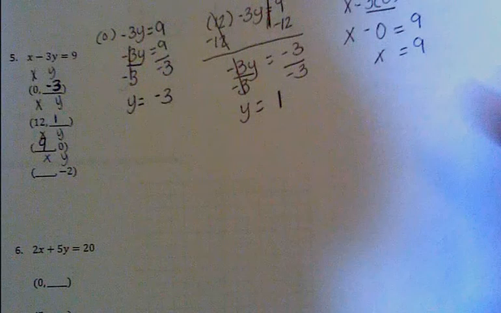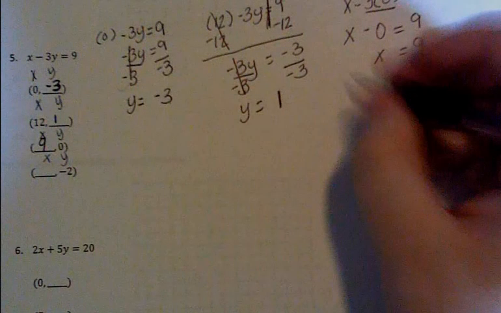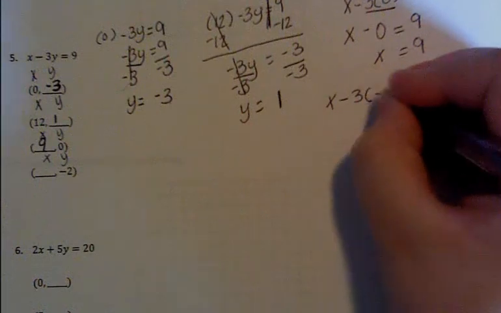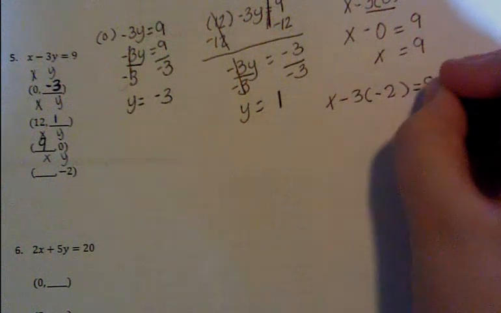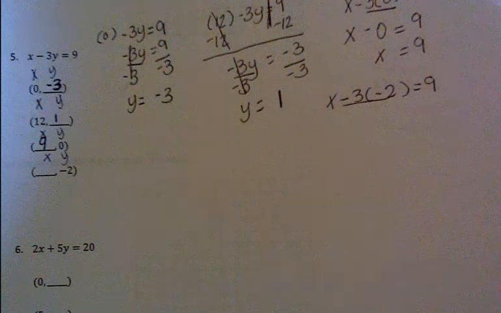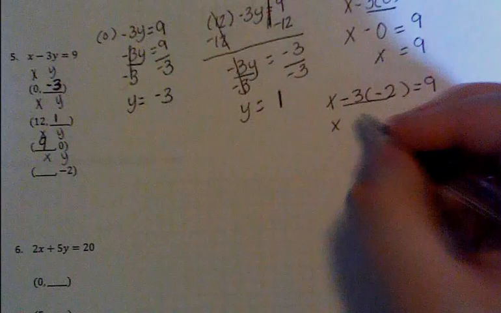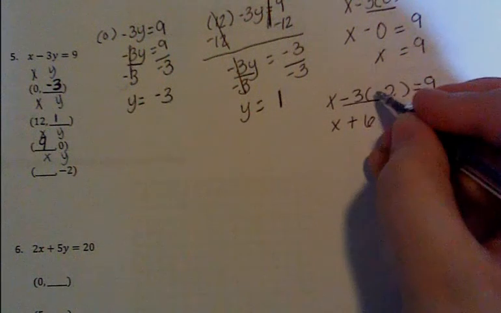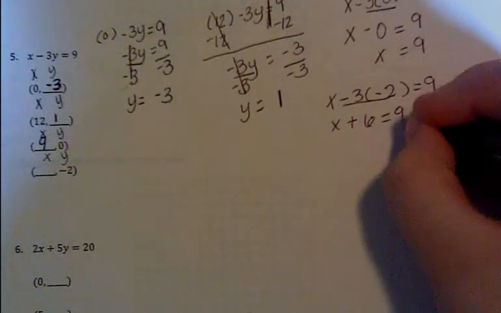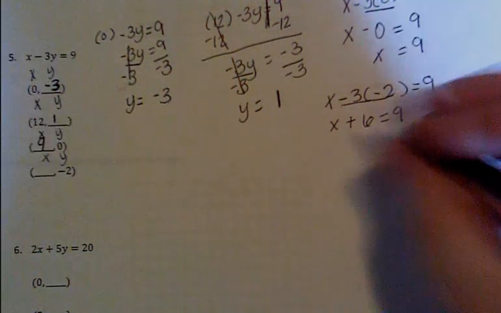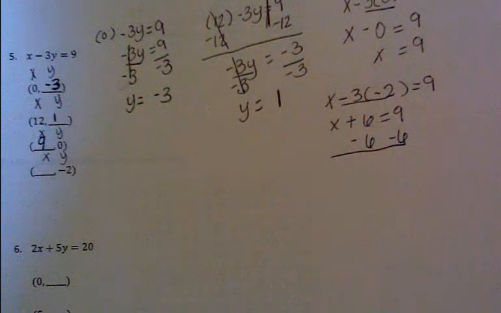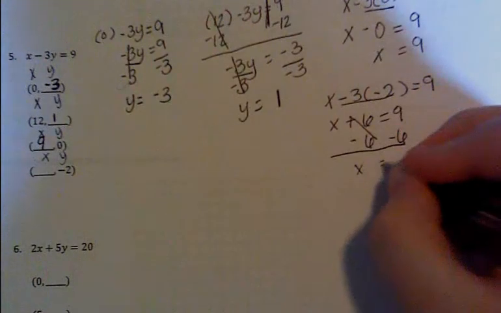And then our last problem in number 5, we don't know what our x is, but we know that our y is -2. So to get our x by itself, we're going to multiply these two numbers together first to get x plus 6, because negative times a negative is a positive, and 3 times 2 is 6. And to get that x by itself, we're going to subtract 6 from both sides, which leaves us with x equals a +3.